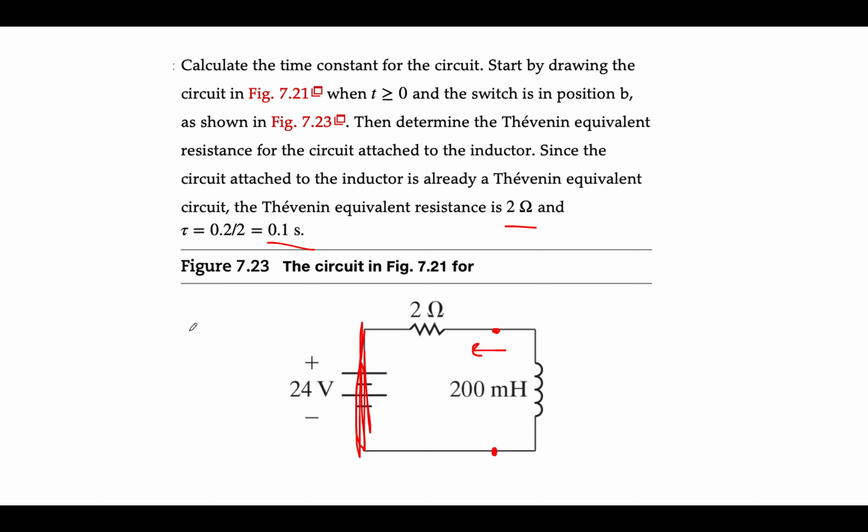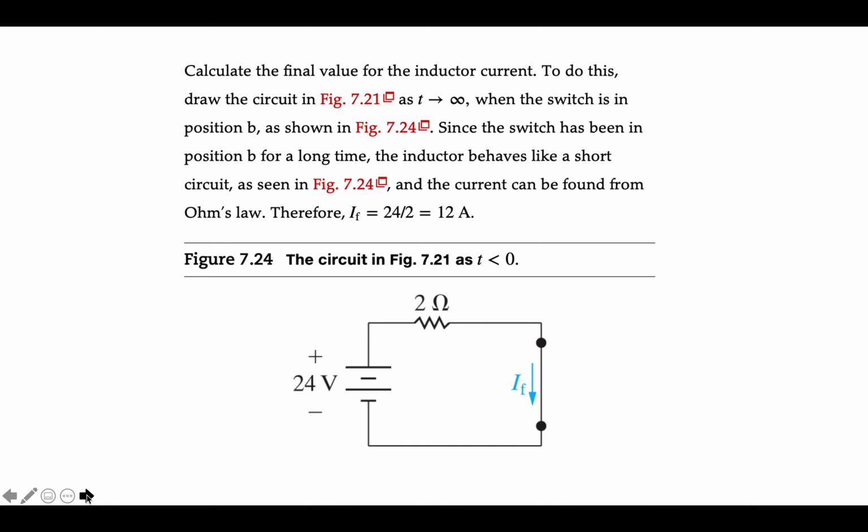Okay, so now we're two-thirds of the way there. We found the initial condition on the inductor current and we found the time constant. So if you recall from the little recipe, the thing that we need to find next is the final current. So now the final current means as t goes to infinity.